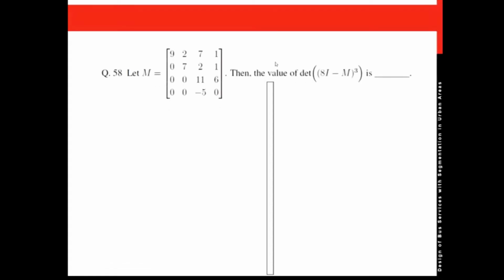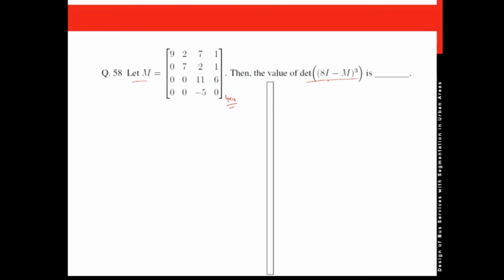Okay, so next question is another important question. This is a question from linear algebra, and let M be a matrix. I think this is a 4 by 4 matrix, and here we have to find out the determinant of (8I minus M) cubed. So M is a 4 by 4 matrix, and definitely 8I minus M must be a 4 by 4 matrix.